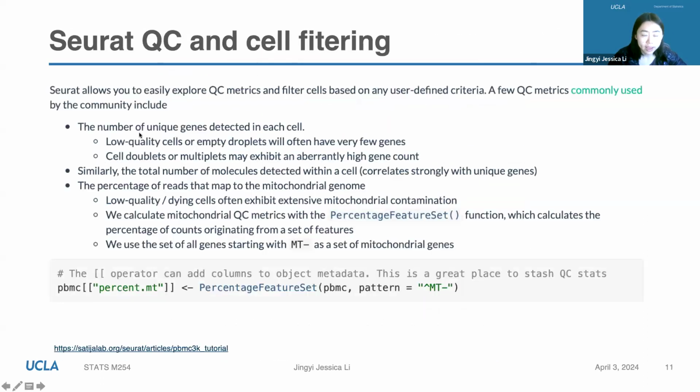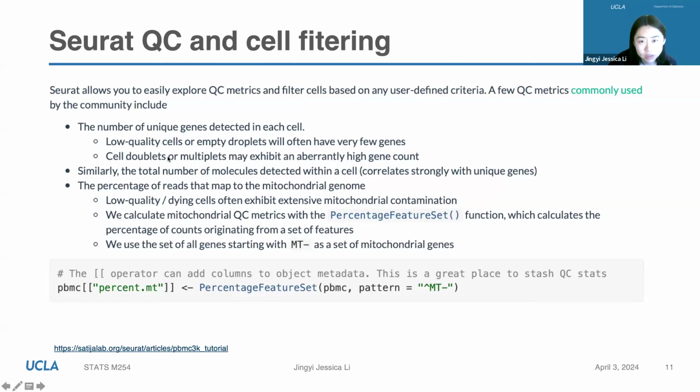Okay, and the idea for using this for filtering is that low quality cells or empty droplets will often have very few genes. And cell doublets or multiplets may have an aberrantly high gene count. So when you have 2 cells in one droplet in your technology, that's called a doublet.